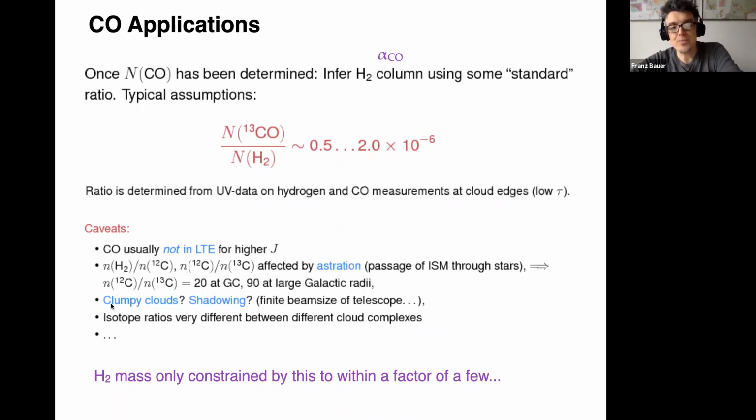You also have issues with your assumptions about clumpiness in the clouds, shadowing, and so forth. The isotope ratios could also vary, depending on exactly what the nucleosynthesis processes are within the clouds, the metallicity that populated the clouds, and so forth. So generally speaking, these indirect tracers can only constrain the H2 mass to factors of a few, and I think I'm being very generous here by saying a few. Probably a factor of 5 or 10 might be more realistic.